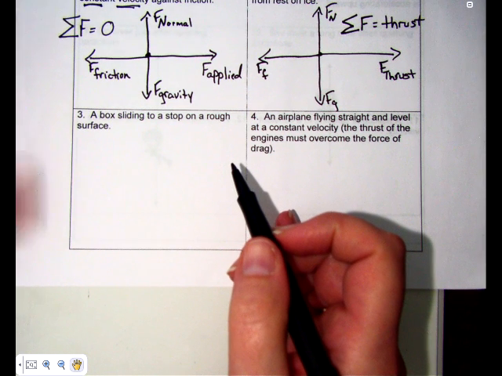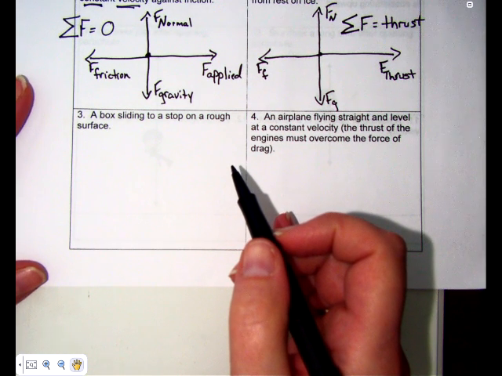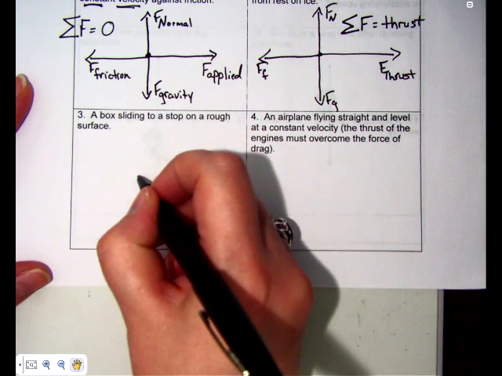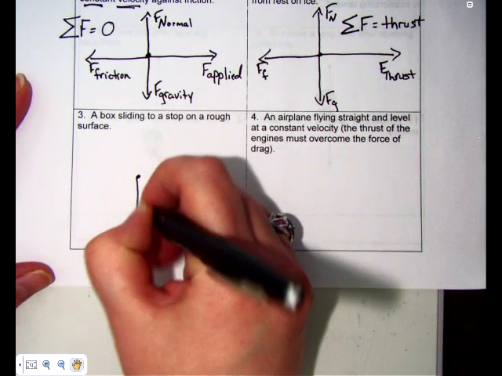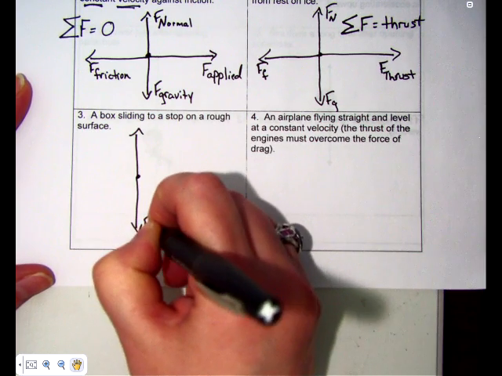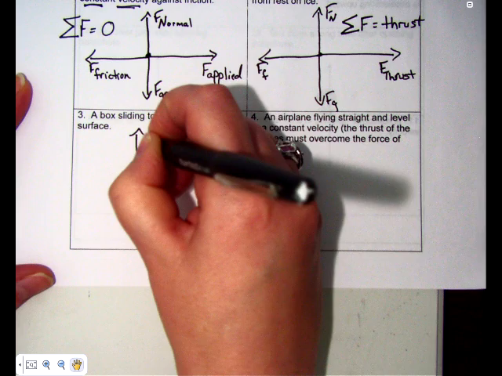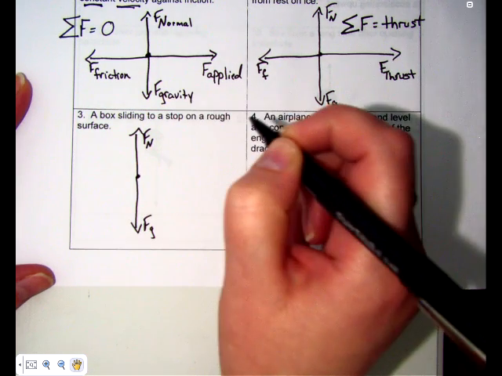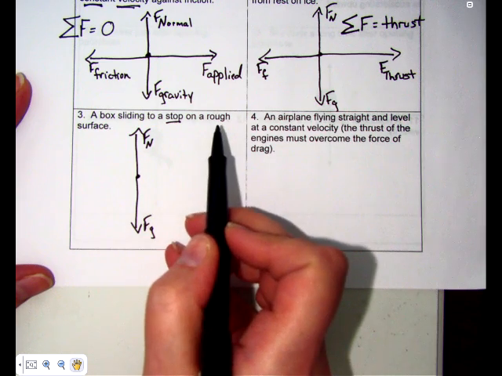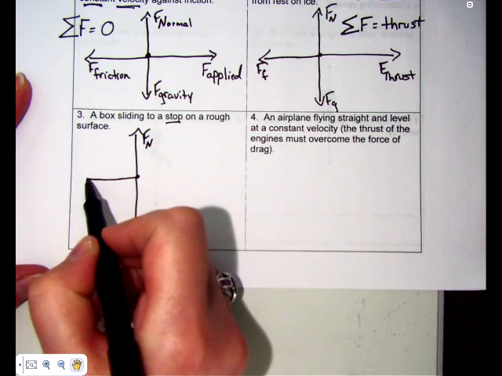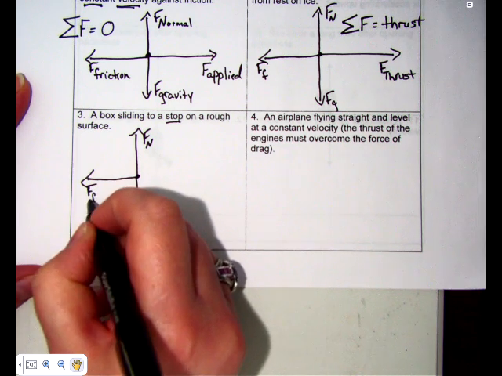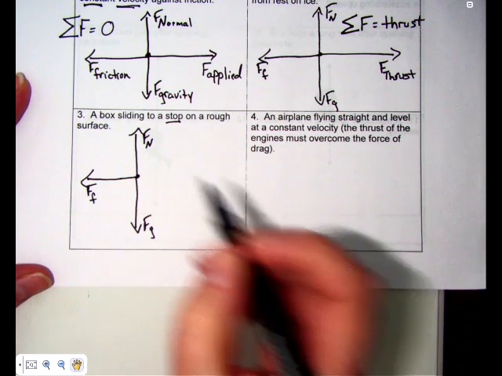Then 3, a box sliding to a stop on a rough surface. Alright, so this dot represents the center of the box. F sub G is the weight, F sub N. Now it says it's coming to a stop. So friction is being applied to the box.